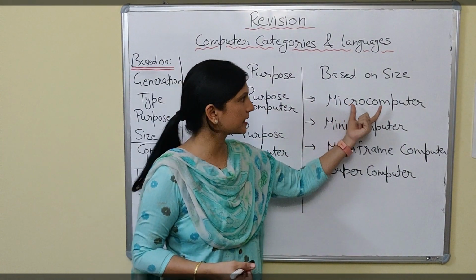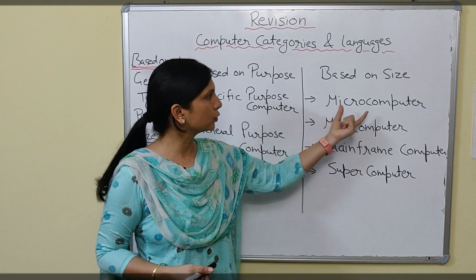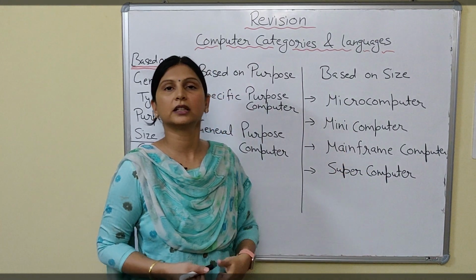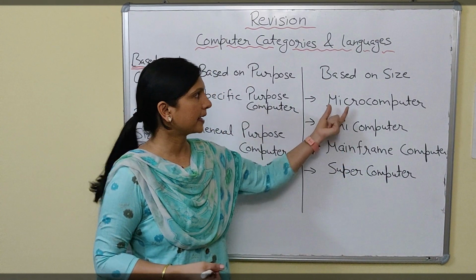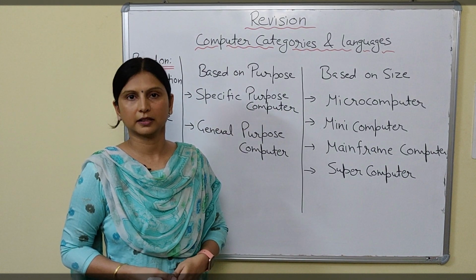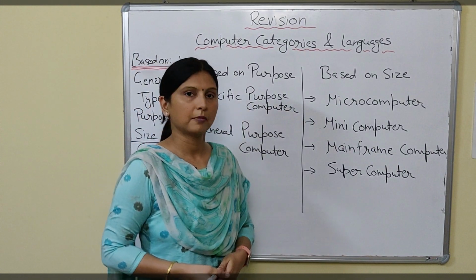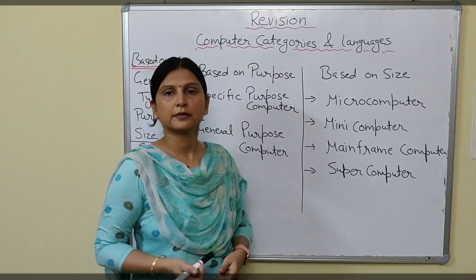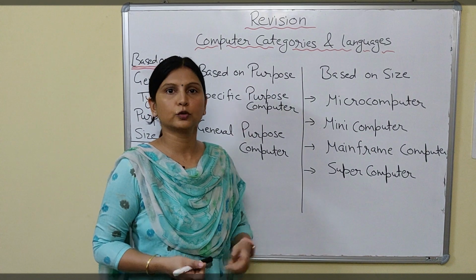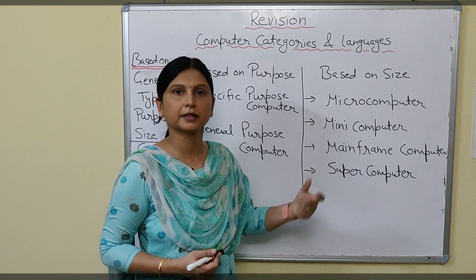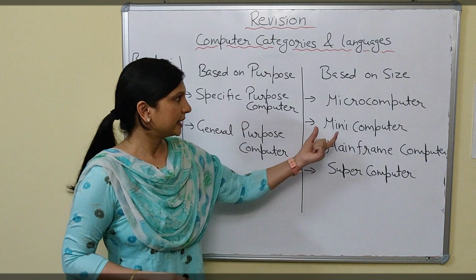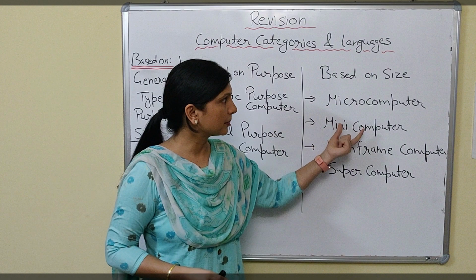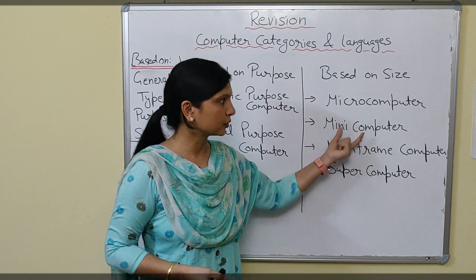So based on size, computers are categorized into microcomputer, mini computer, mainframe computer and supercomputers. So microcomputers are also called PCs, personal computers. The computers which we use are microcomputers, and these are used for general purpose at home as well as in offices. Laptops also come under microcomputers. Mini computers. Mini computers are larger in size as compared to the microcomputer, but smaller as compared to the mainframe computer.